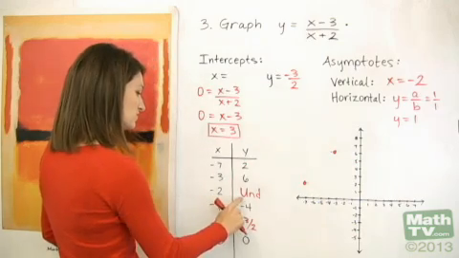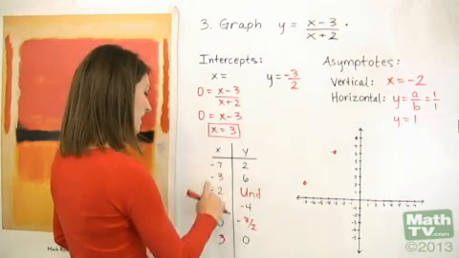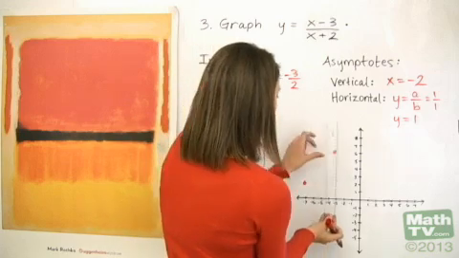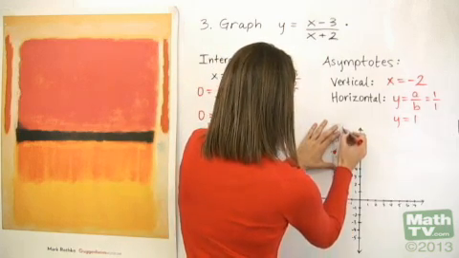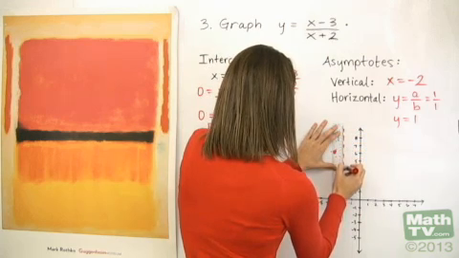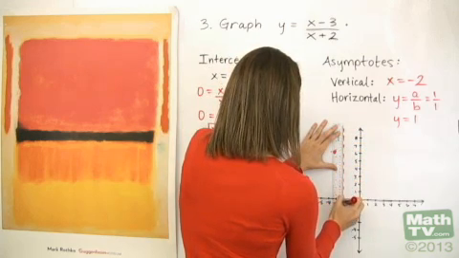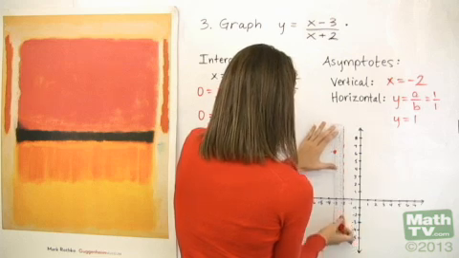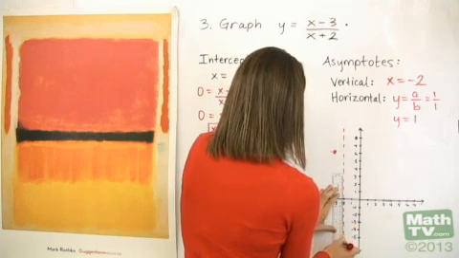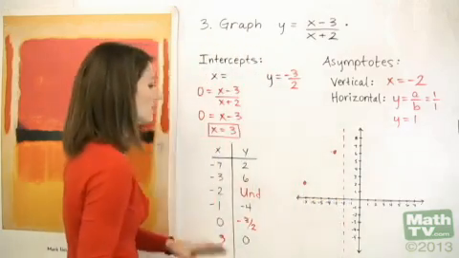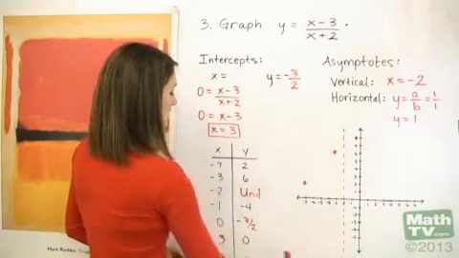Then at negative 2, this is where it's undefined, where x equals negative 2. So we know that that is our vertical asymptote. And this is the vertical line that our function will get extremely close to, but it will never cross it. So this is where x equals negative 2.